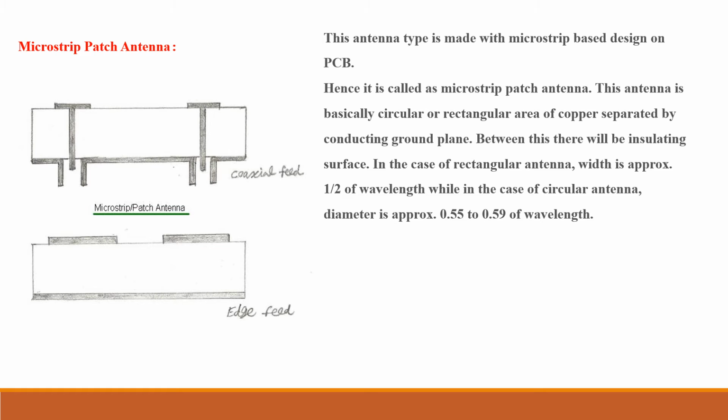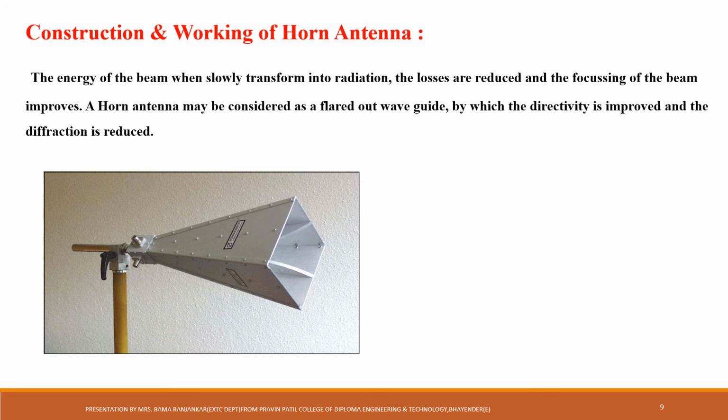Another type of antenna is the microstrip patch antenna. This antenna type is made with a microstrip based design on a PCB, hence it is called a microstrip patch antenna. This antenna will be either in circular form or rectangular form. Between these there will be an insulating surface. In the case of a rectangular antenna, the width is approximately half of the wavelength. In the case of a circular antenna, the diameter depends on the wavelength, and it is approximately 0.55 to 0.59 of the wavelength.